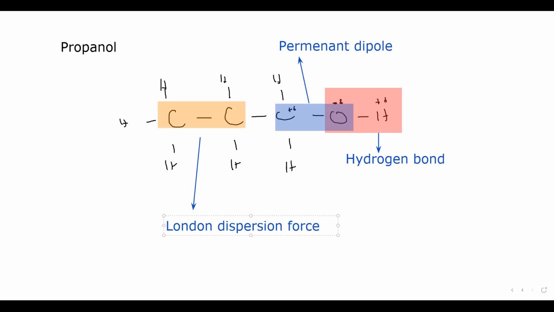So sometimes they ask what will happen to the boiling point if the number of carbons increases, or if it is branched. If the number of carbons increases, the London dispersion force will increase. As the London dispersion force increases, the boiling point will also increase. So in this case, we have permanent dipole and hydrogen bond, but the permanent dipole for CO is relatively not strong.